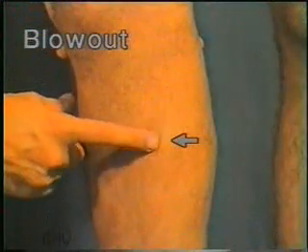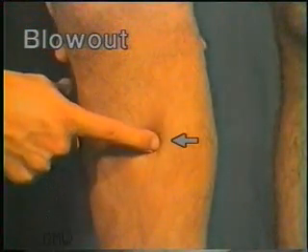Now inspect the length of the varicose vein for a blowout or a localized bulge in the vein indicating incompetent perforator. This is a blowout in the leg. In this patient, 2 blowouts are seen in the thigh. When a blowout is seen, mark it with a skin pencil.